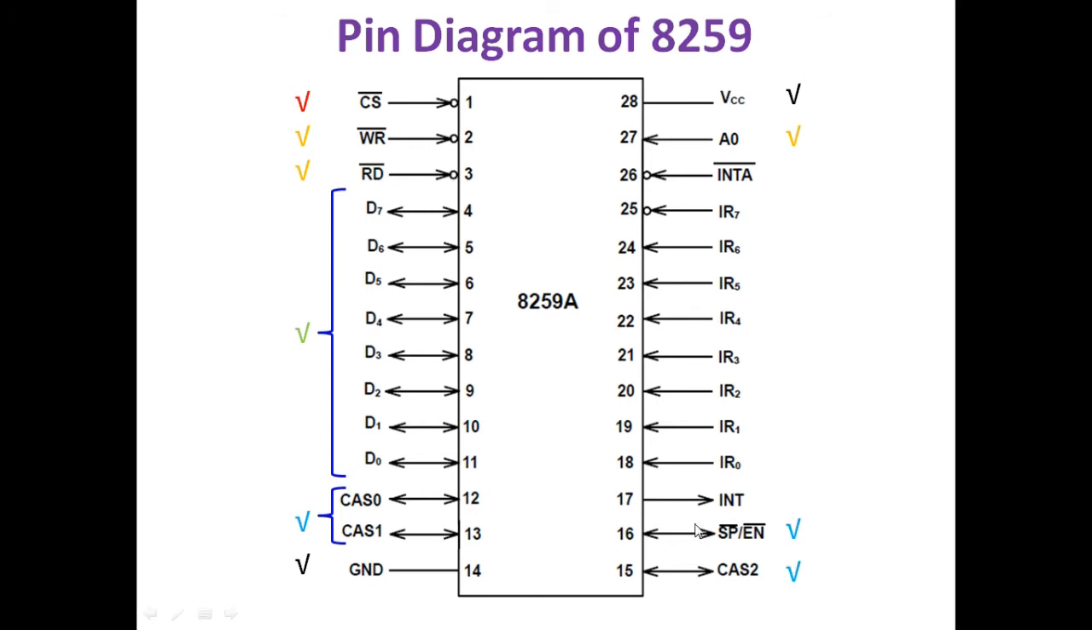Okay, next pins are INT and INTA bar. So here INT stands for interrupt and INTA bar stands for interrupt acknowledgement. So whenever the 8259 receives any interrupt request or any interrupt event occurs on the interrupt pins, the pins are IR0 to IR7. So these are interrupt pins IR0 to IR7.